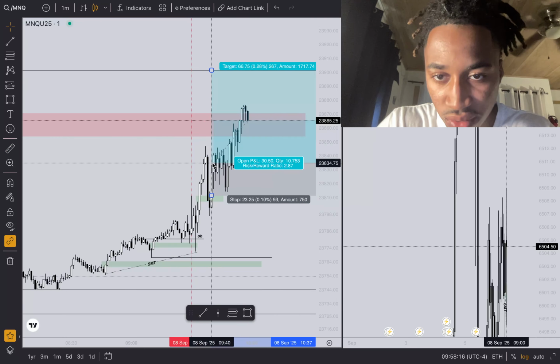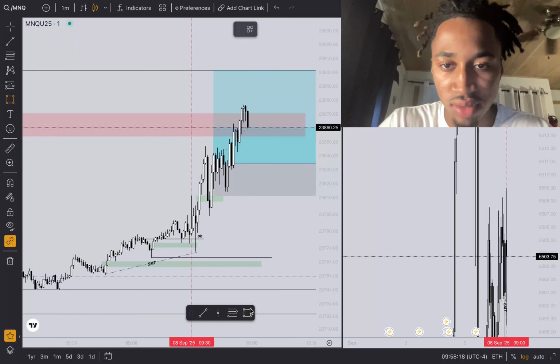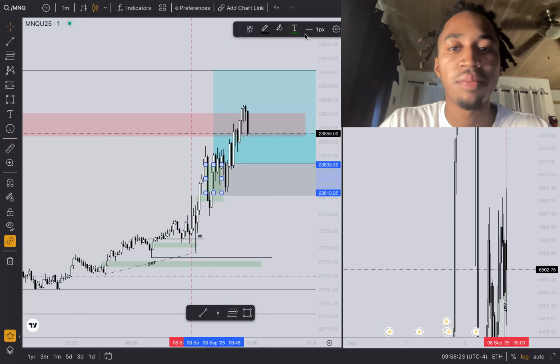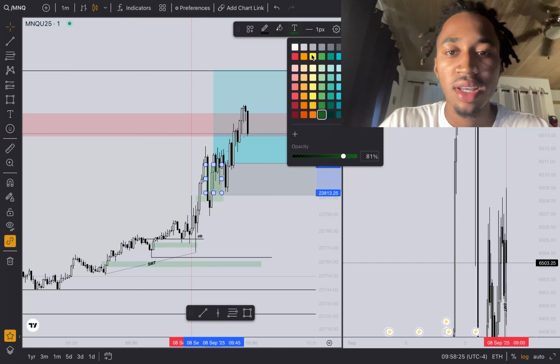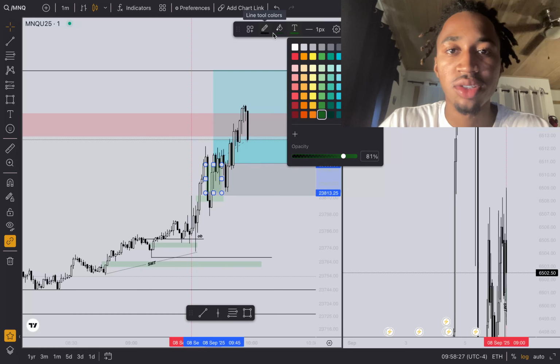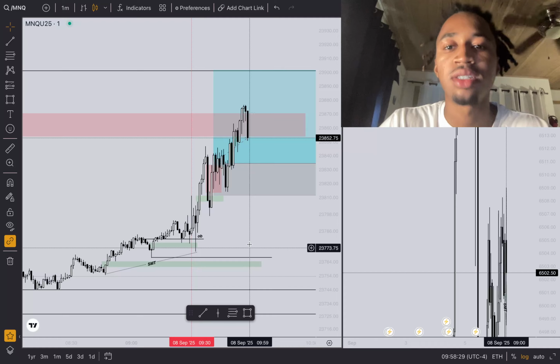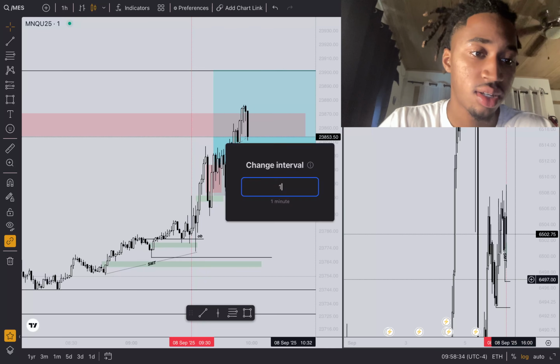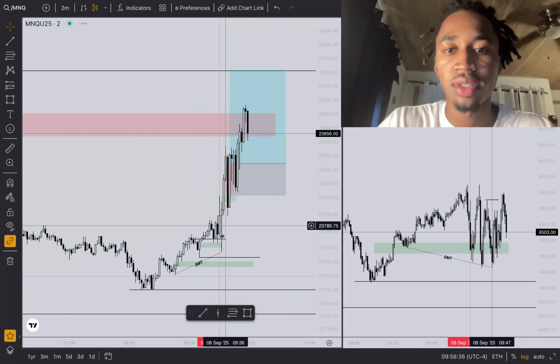I entered right around here off the inverse of this 1-minute gap. A+ textbook entry, like without a doubt. If I didn't take this entry, I would have been annoyed with myself. So that happens.